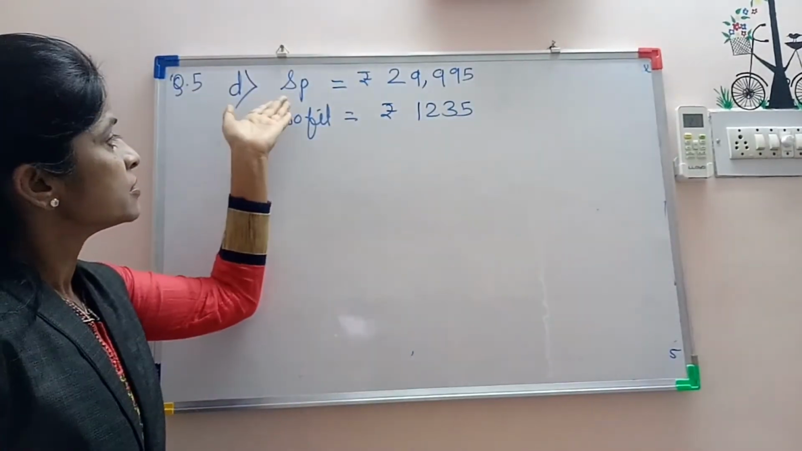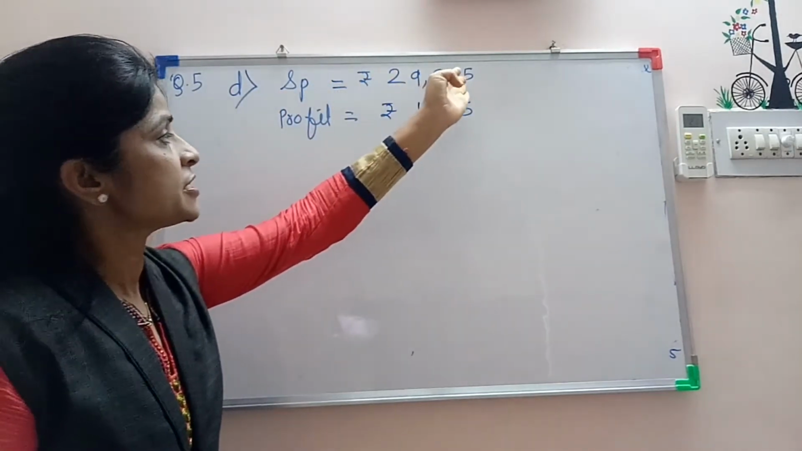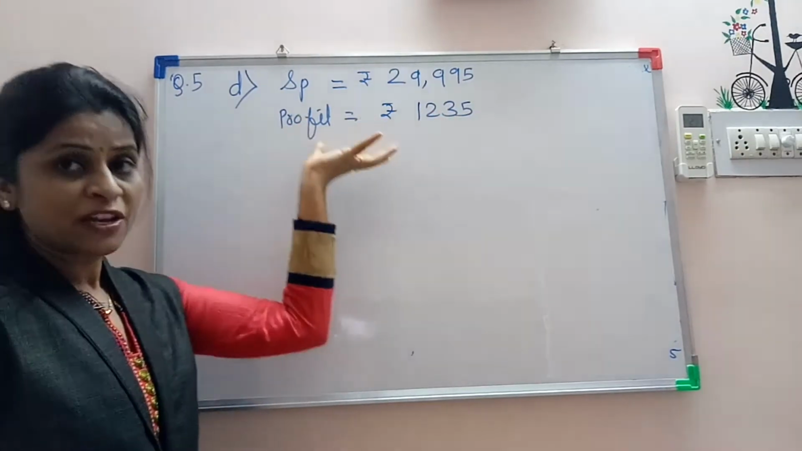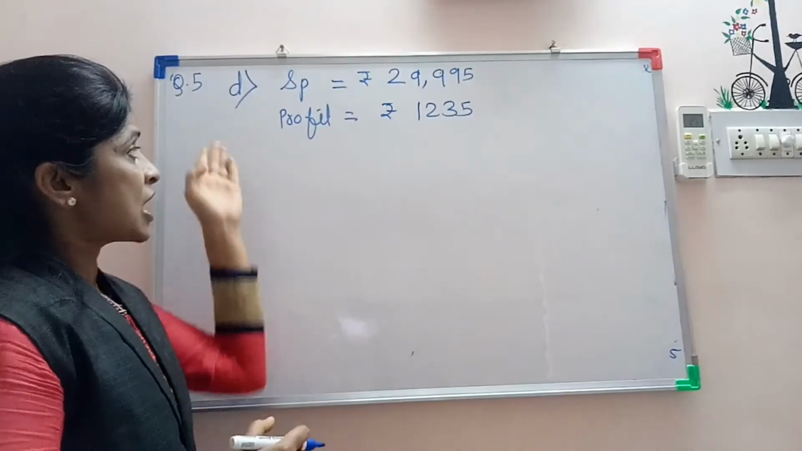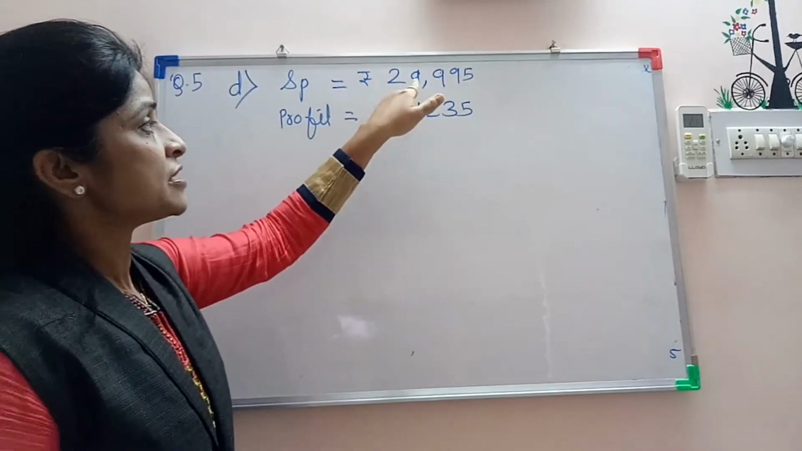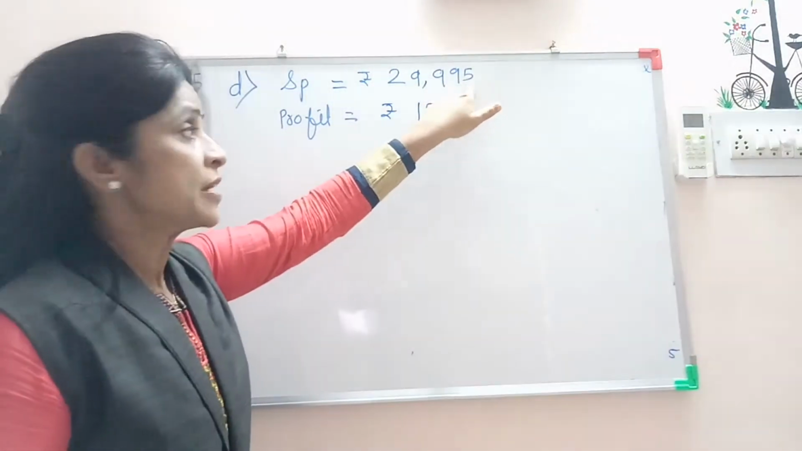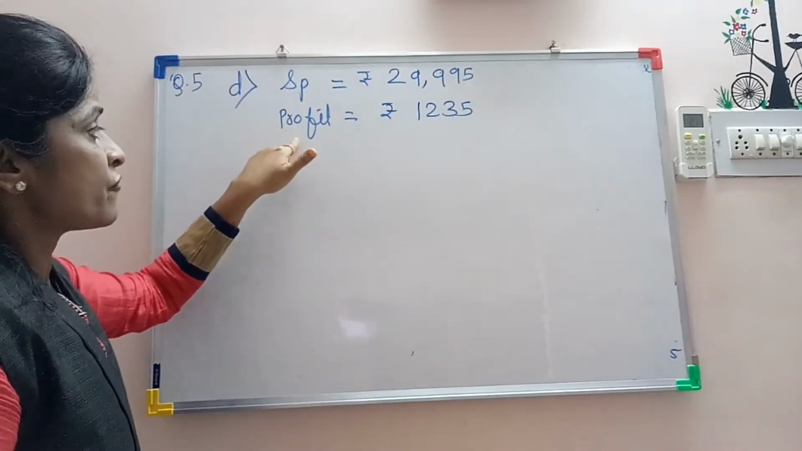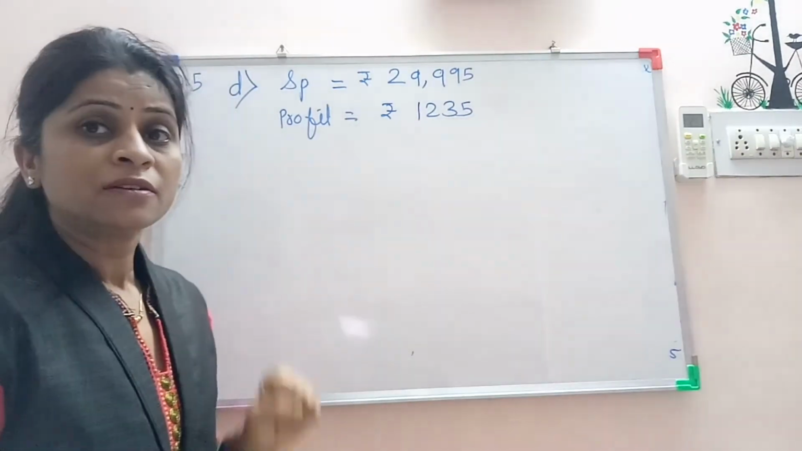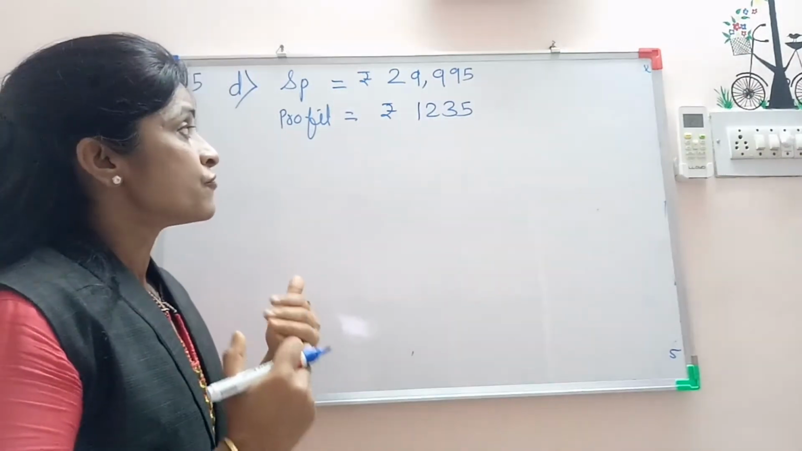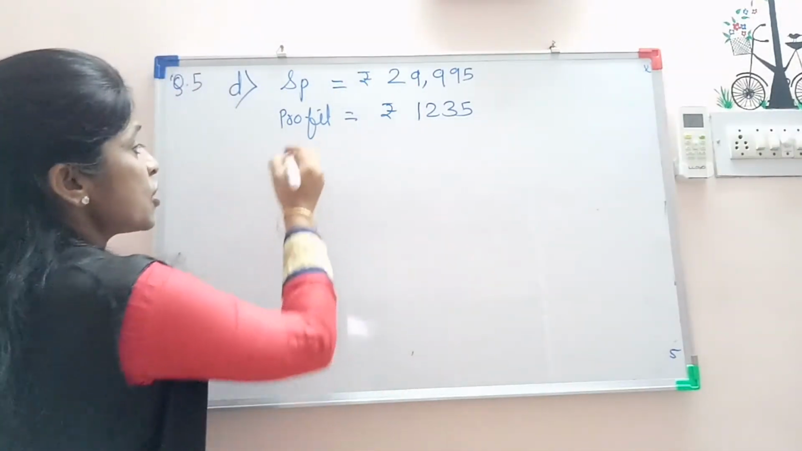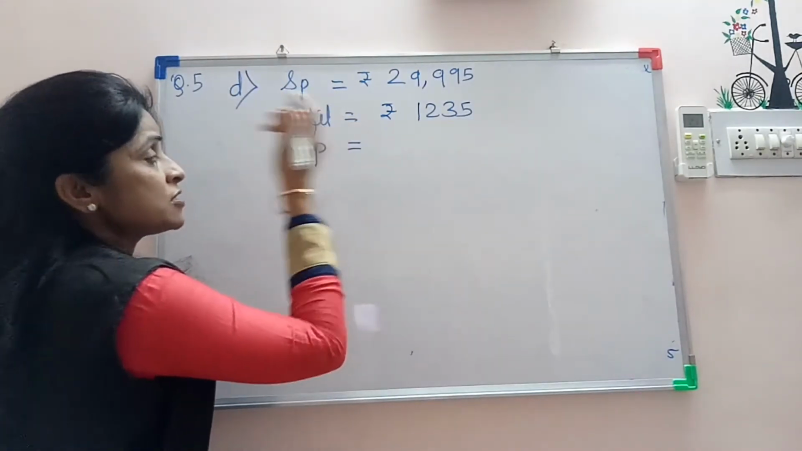Now students, here selling price is rupees 29,995 and profit is rupees 1,235. Now we'll imagine here that Kajol sells her scooty at rupees 29,995 and she makes profit rupees 1,235. Now you have to find out at what price did she buy her scooty. Means here you have to find out the cost price of her scooty.